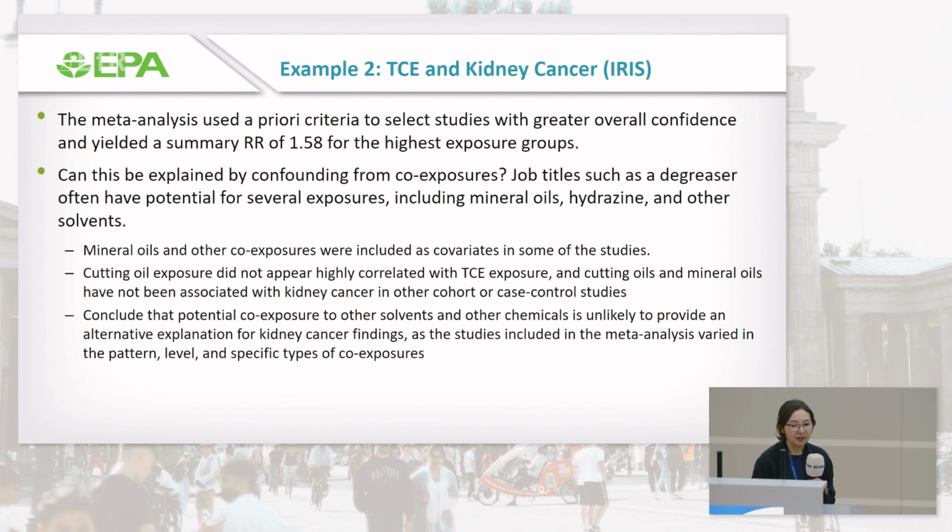So in the studies that were able to look at covariates, including some of these co-exposures, they did not find that the co-exposures were correlated with the exposure, so they wouldn't be a confounder for that reason, or they weren't associated with the outcome, kidney cancer, so they would, again, not be a confounder by virtue of not being associated with the outcome. So this type of discussion, which is much more lengthy and detailed than the actual TCE review, led to the conclusion that potential co-exposure was unlikely to provide an alternative explanation for the association between the primary exposure, TCE, and kidney cancer.